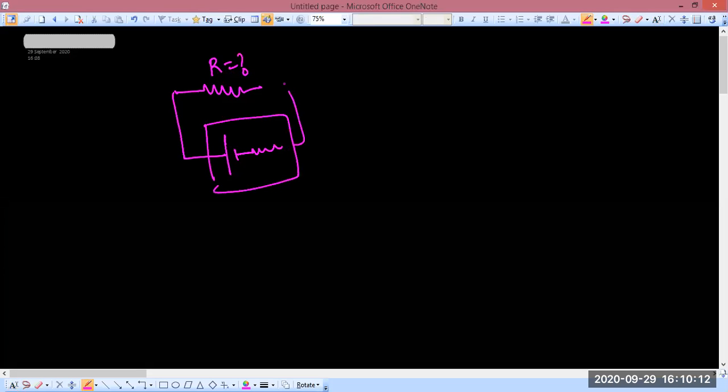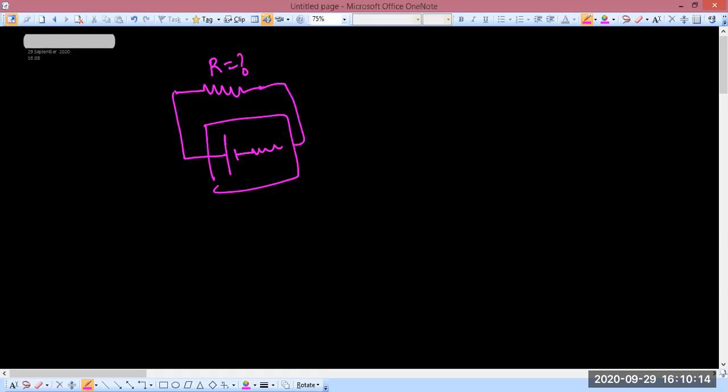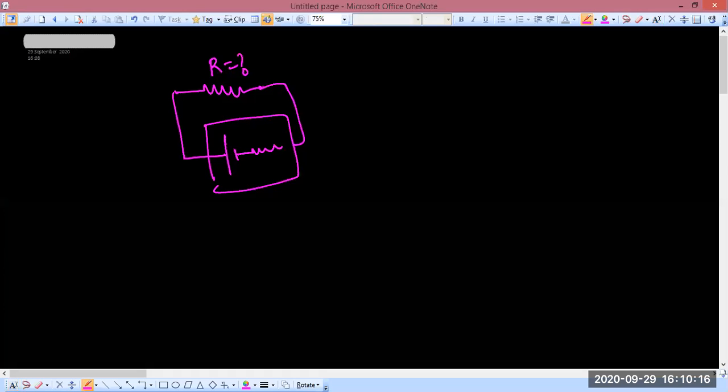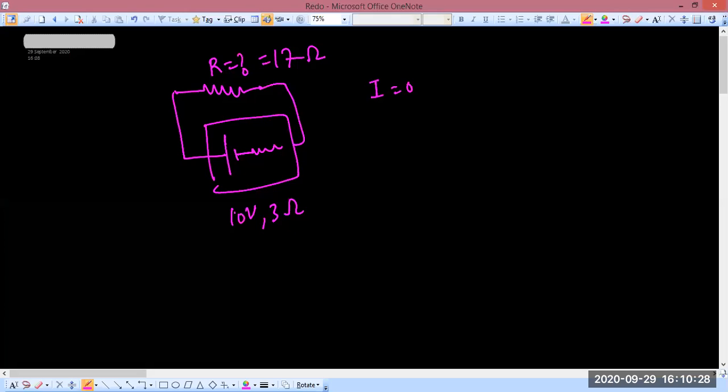It is something like this, right? 17 ohm. All right, okay, so this is 10 volt and 3 ohm, and this is 17 ohm. That's what you have found because current is 0.5 ampere.